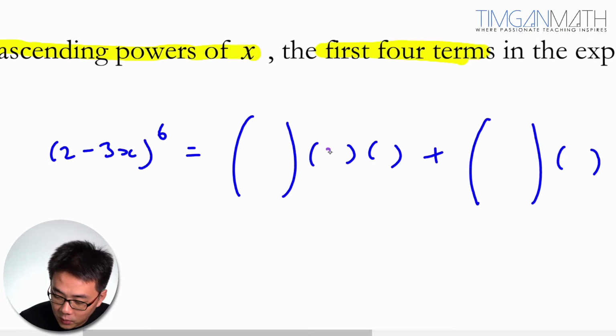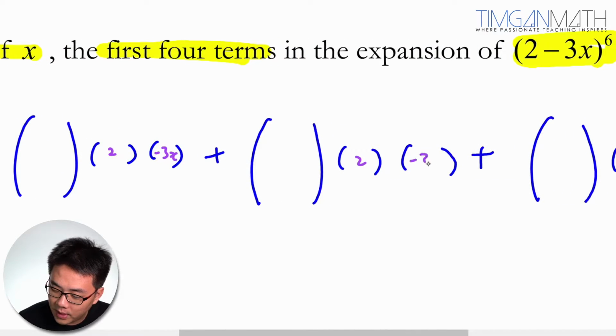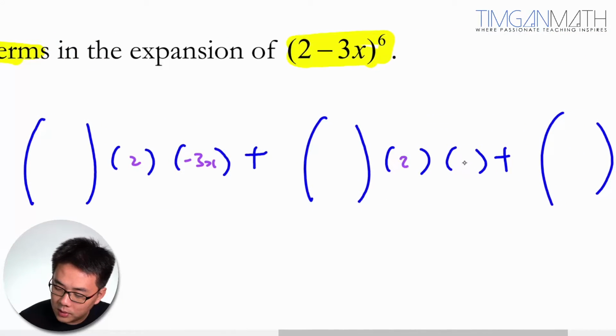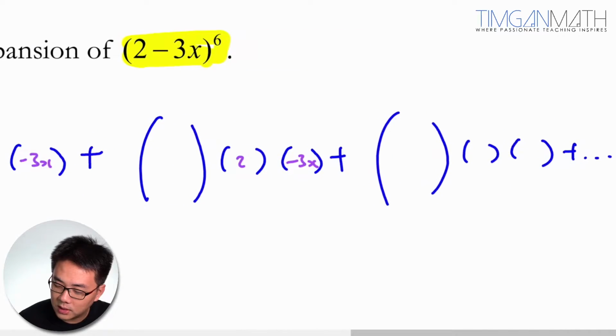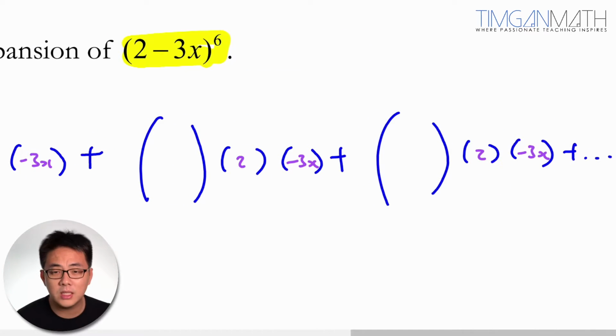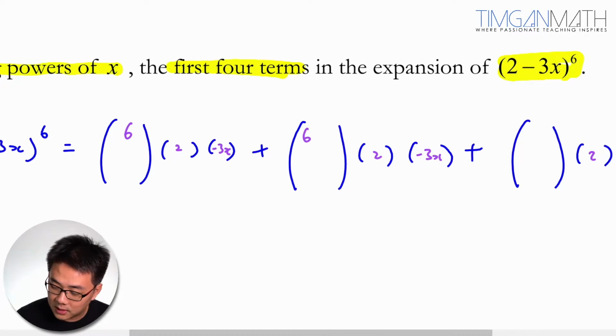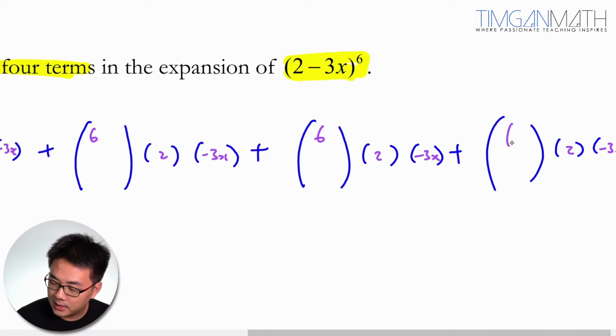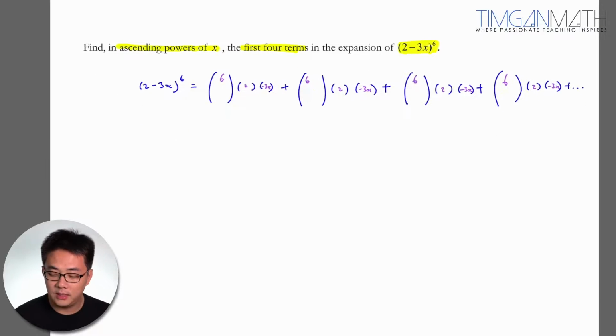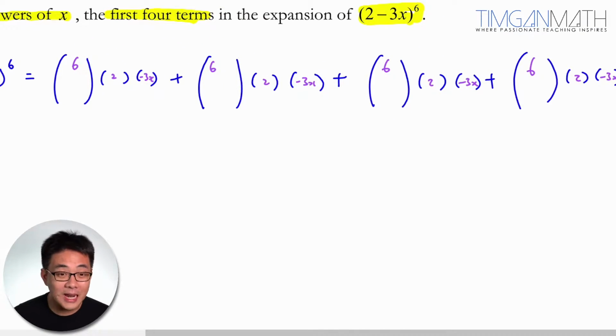This over here will be 2. This will be negative 3x. Again 2, negative 3x, in every set. So this is just pattern recognition. Then what we're going to do is fill up the power 6, 6, 6, 6. That's it. Now, then comes the counting.